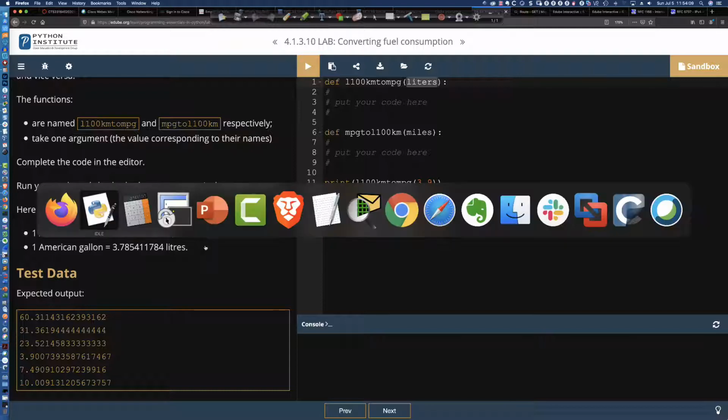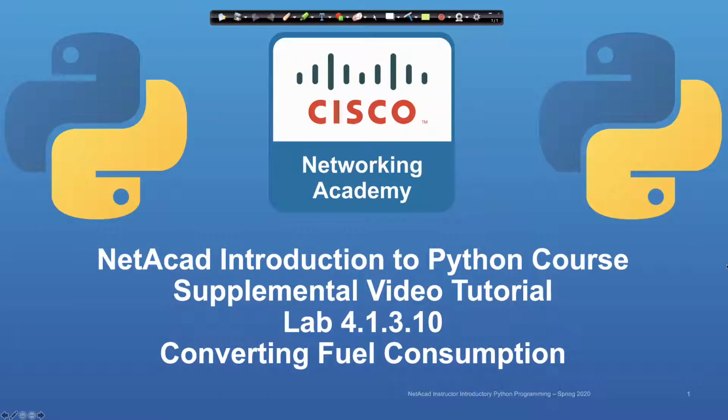All right, well, that is going to wrap up this supplemental video tutorial on Lab 4.1.3.10, where we were converting fuel consumption, the liters per 100 kilometers, and then the miles per gallon, and we were doing the conversion in both directions.